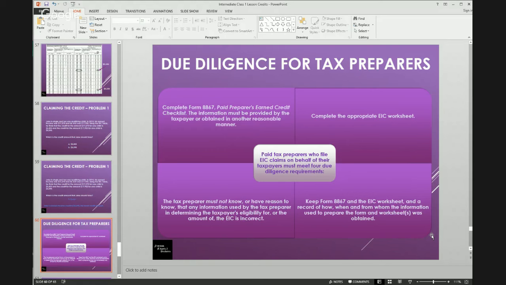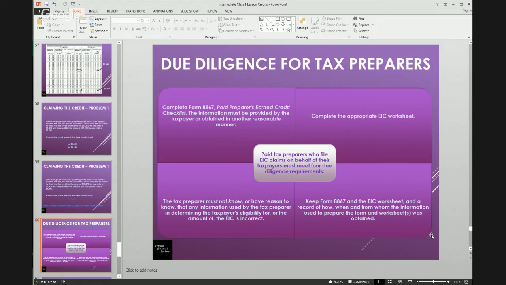Due diligence. In the event that you are a paid tax preparer and you are working with clients who have earned income credit, it is very, very important that you follow the due diligence guidelines. This has changed over the course of the last few years. It is now a requirement that we ask the questions, we document the answers, and we actually have the paperwork to back it up. Even if you e-file, you can be fined up to $500 per return that does not meet the standards of requirements that have been placed on the earned income credit.